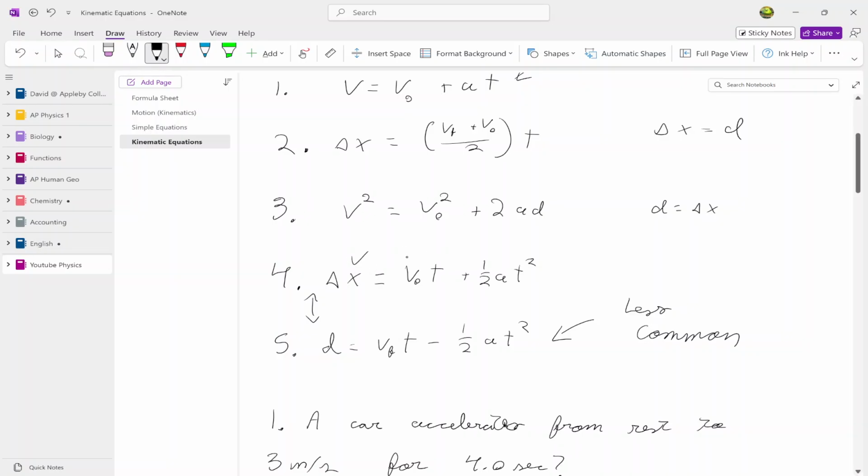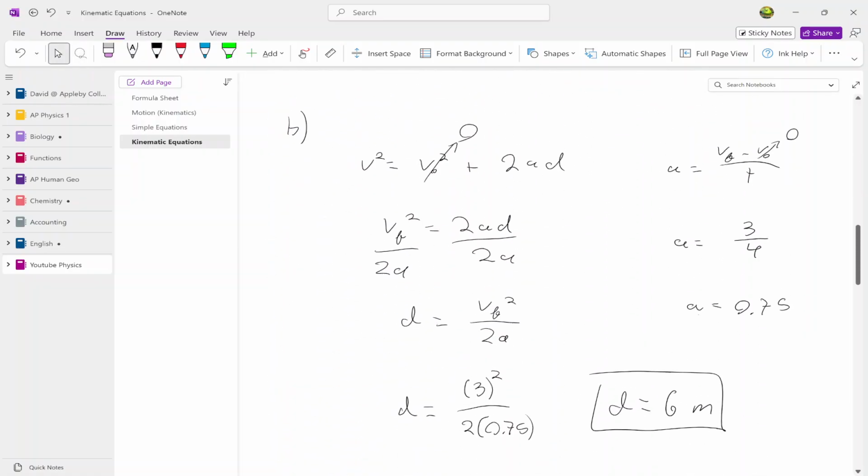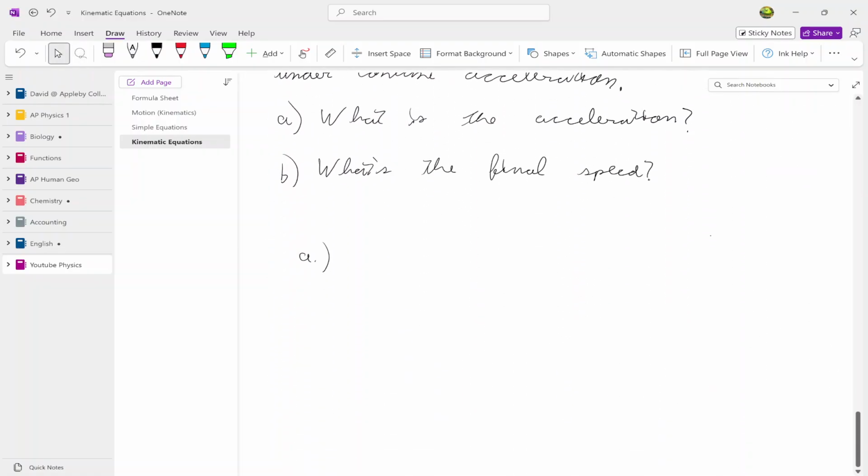With distance, we have VO, because it starts at rest. So we can cancel the time there. Oh, perfect. We can use this. Okay. Let's just copy it then. There we go.